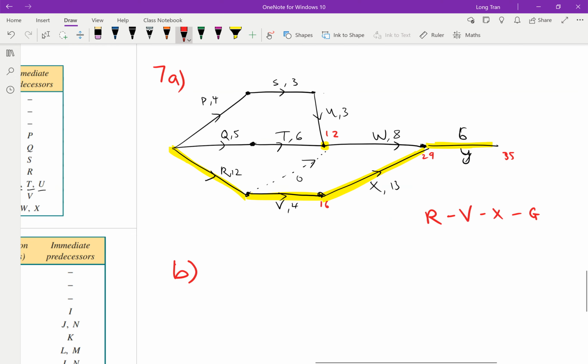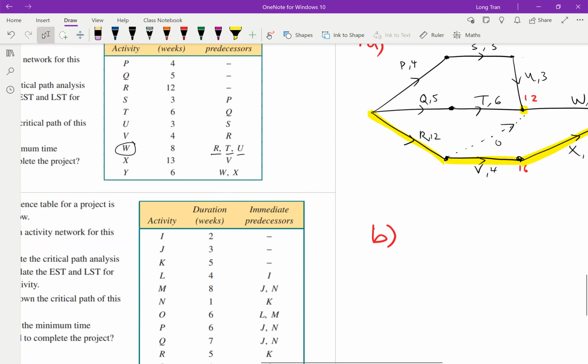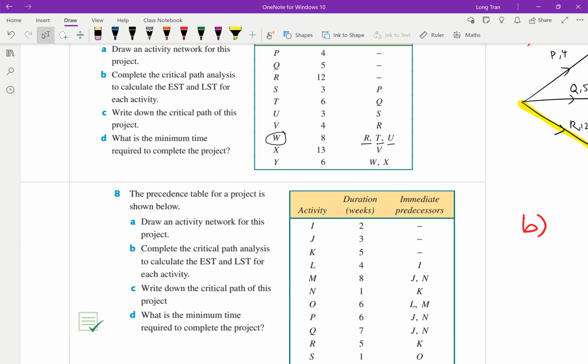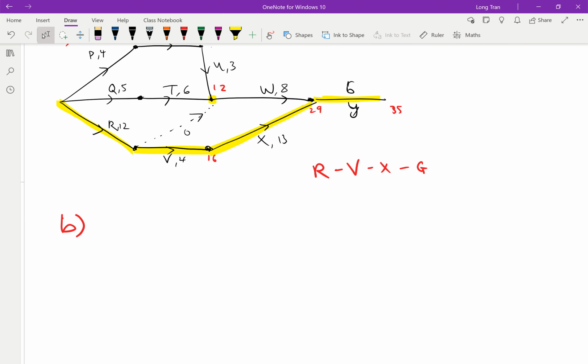Alternatively, you can find the earliest start time and latest start time for each one. Now, D, the next question was D. What is the minimum time required to complete the project? Well, I happen to have figured it out already. It's 35 minutes.